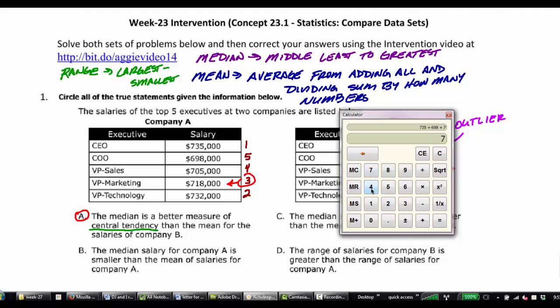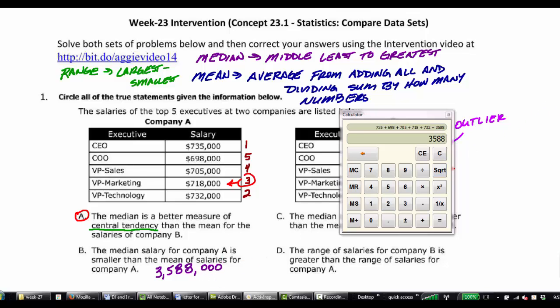Plus 698,000 plus 705,000. You can see right up here on my calculator, this is the nice thing about a two-line display. When I'm all done, I can check my numbers and make sure I got everything. Plus 718,000 plus 732,000. Before I hit equal, I want to make sure I had the 735, the 698, the 705, the 718, the 732. Hit equal. I get 3588. Remember, I need to add 3 zeros to that. So the total is 3,588,000. There's my calculator number plus the 3 zeros.